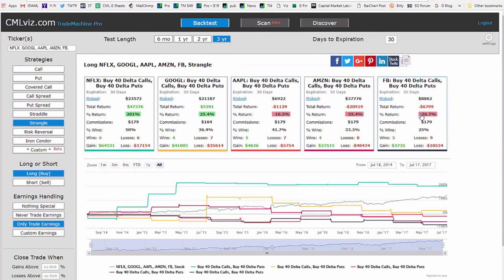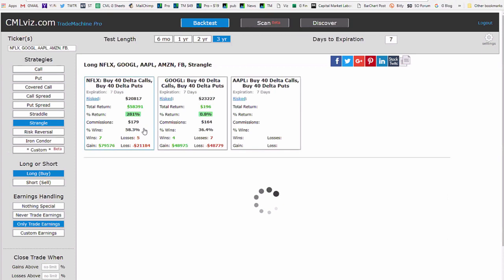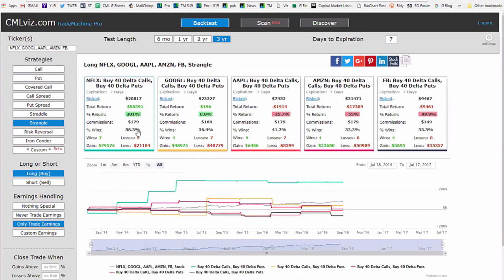But here's really how you start to use the back tester, right? So why did I choose 30 days? I don't know. I just put in a number, but it's a reasonable question to ask, well, what if I looked at the weekly options? Would that matter? So I'm just going to change that 30 to a 7. And we're focusing on Netflix. That 201% return went to 280%, and we actually won one more time.